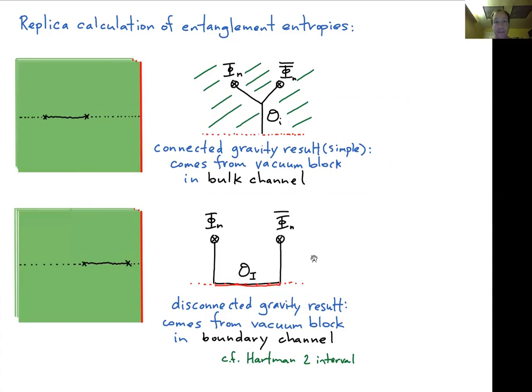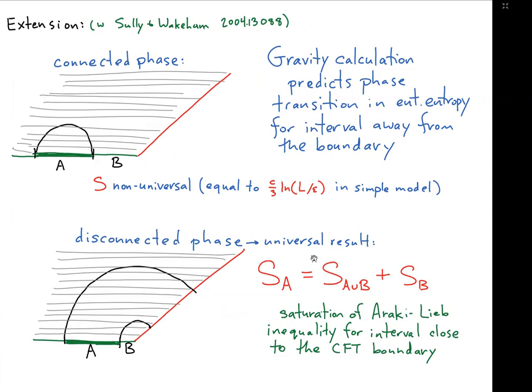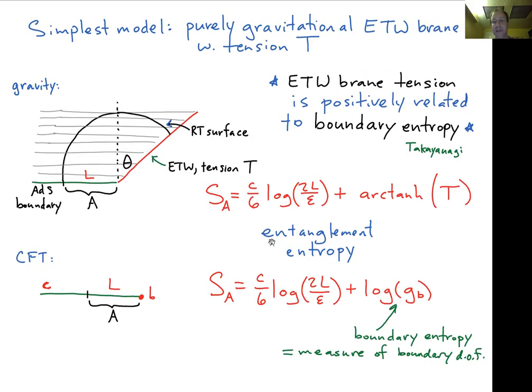Going back to the question that I asked, I didn't quite understand the universality of the dominance of the identity block in the disconnected phase. Let me say that clearly. What you notice in the disconnected phase, regardless of how complicated this geometry is, is that the area of the RT surface is the sum of this area and this area. And this area is the one that computes the entanglement entropy of this region B.